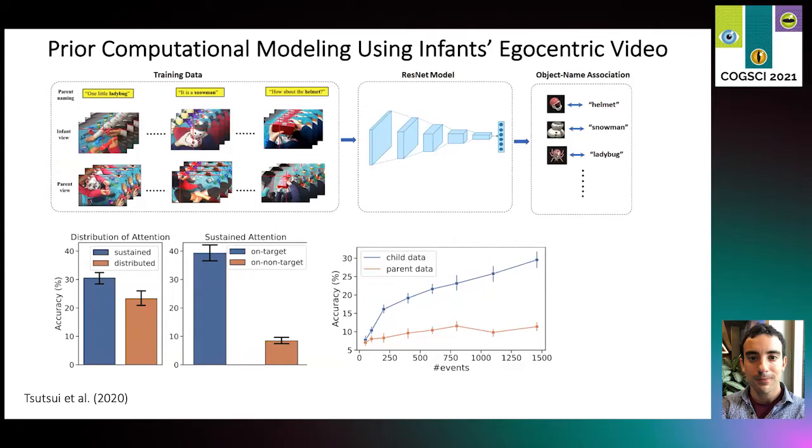Infant egocentric video have also been used to simulate word learning itself, as in Tsutsui et al. 2020. In this study, the authors trained deep neural nets to learn label-object associations from infants' first-person views paired with parent speech. These networks learned the correct mappings without explicit supervision about which labels were associated with which visual objects. These authors showed that certain properties of the data, arising from different attention dynamics, had a significant impact on the model's learning outcomes, and that infant-derived data was uniquely useful for learning.